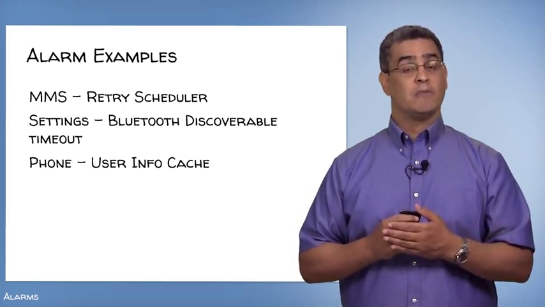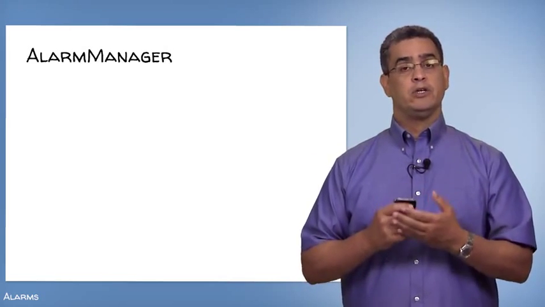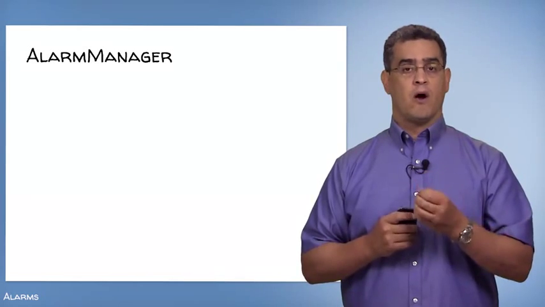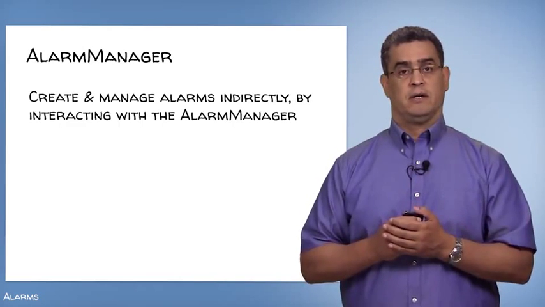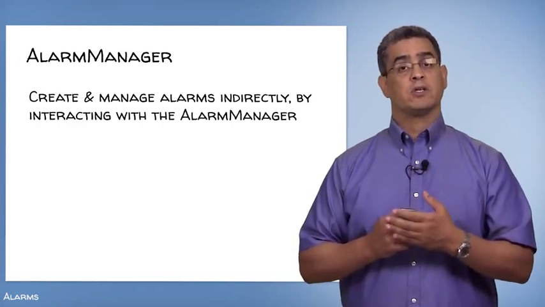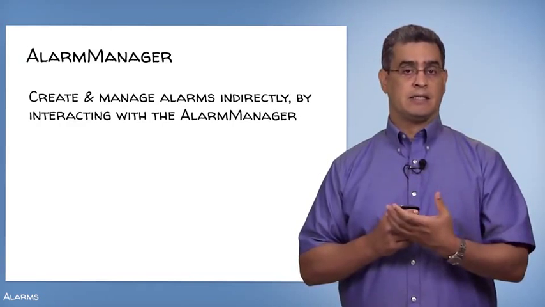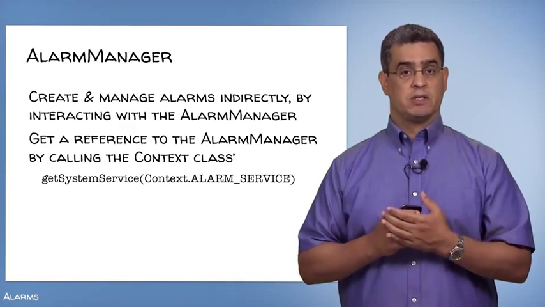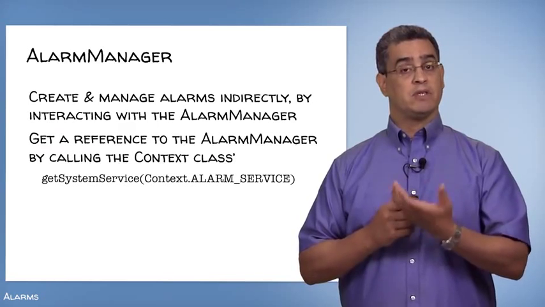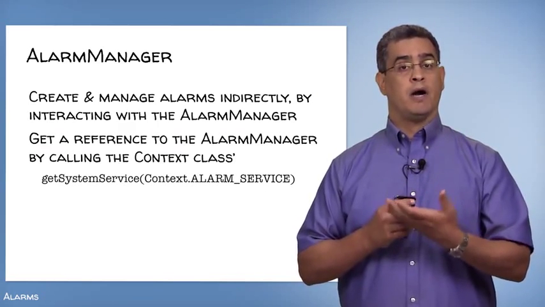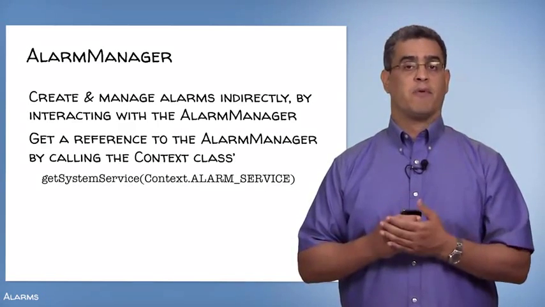If you want to use alarms in your own applications, you do so by interacting with the Alarm Manager service. To get a reference to this service, you call the context class's getSystemService, passing in the name of the service, in this case, ALARM_SERVICE, as a parameter.